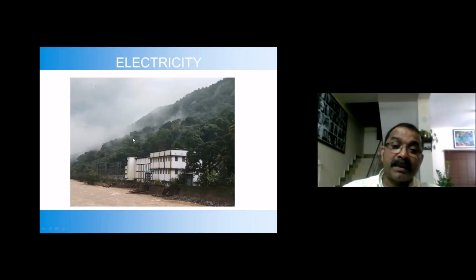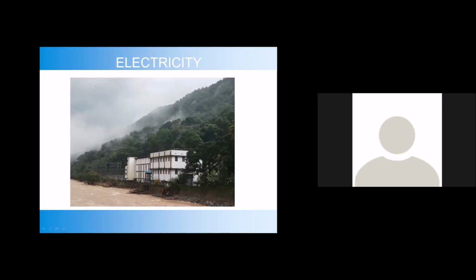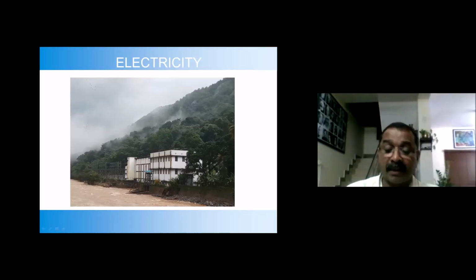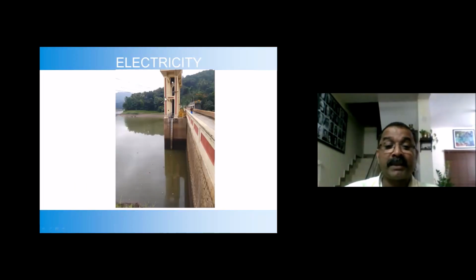This is actually a mountain area, and this river is generated from the heights. So what we do is, at the height we will build a dam and store water there. So the water is at a higher potential. So this is the dam.